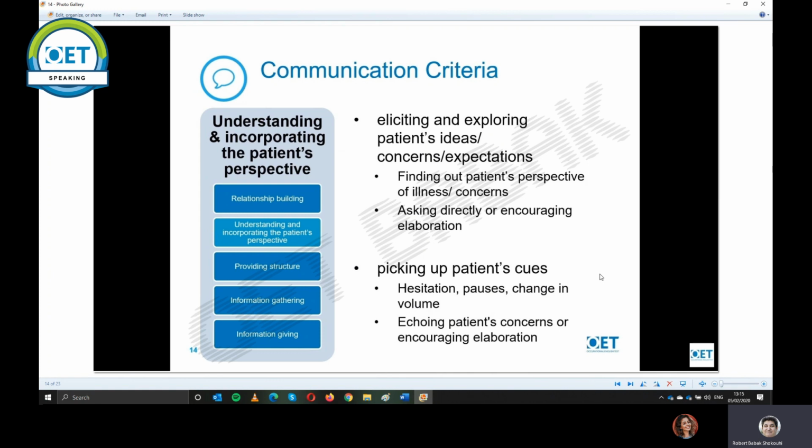So I give you an example. "Hello, doctor, how are you? Well, I've just had this pain in the middle of my chest for the last 3 days, and I just thought I should come and have it checked because one of my friends had a heart attack a few months ago, so I thought I would come and ask you to have a look at me." So, what is the patient's idea, concern, or expectation?